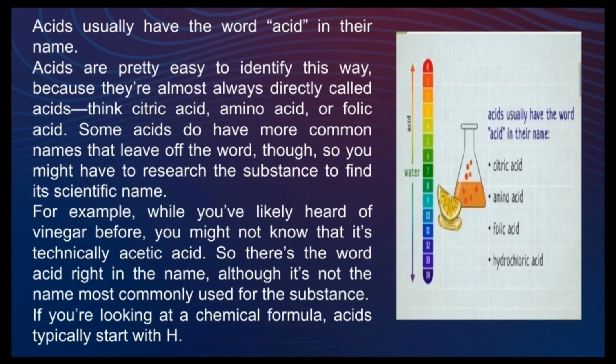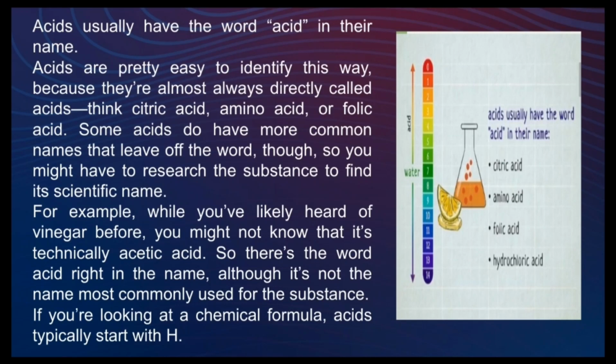And what about their differences when it comes to their name? Acids usually have the word acid in their name. Acids are pretty easy to identify this way because they're almost always directly called acids. Think citric acid, amino acid, or folic acid. Some acids do have more common names that leave off the word, though usually you might have to research the substance to find its scientific name. For example, while you've likely heard of vinegar before, you might not know that it's technically acetic acid. So there's the word acid right in the name, although it's not the name most commonly used for the substance.